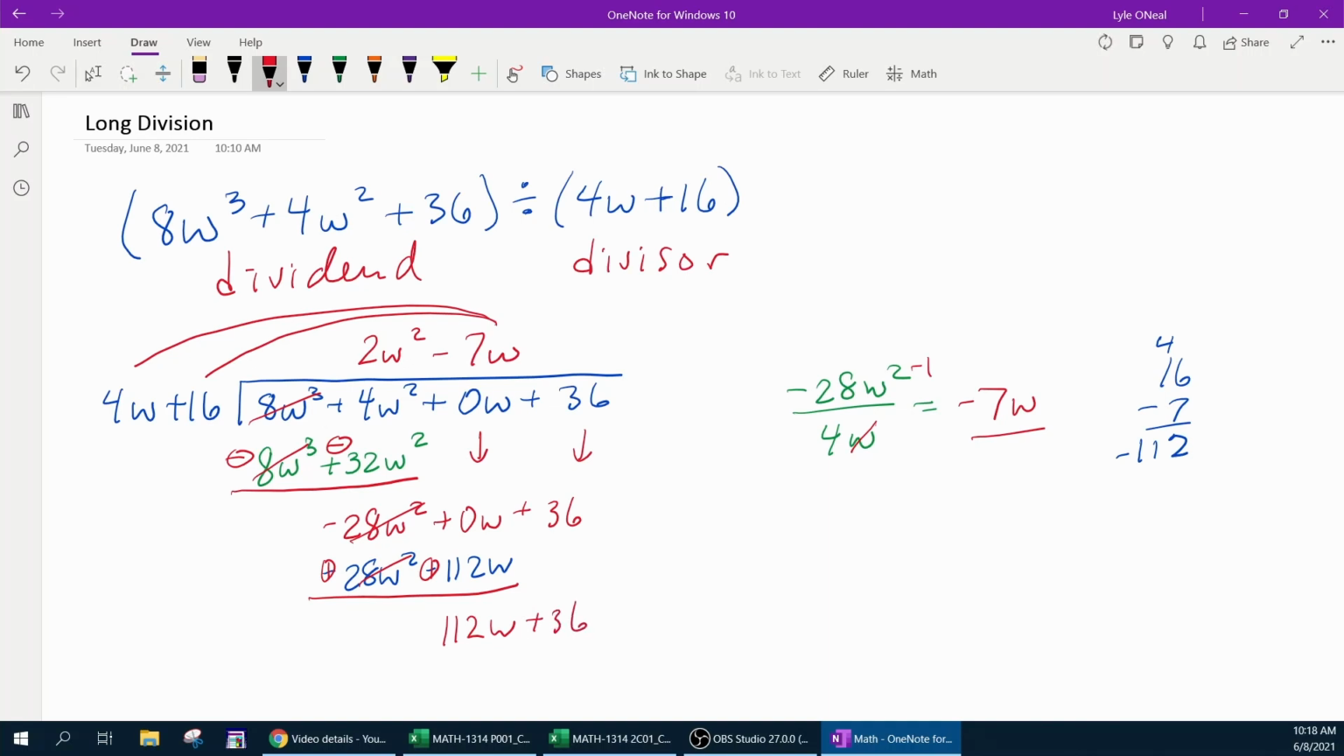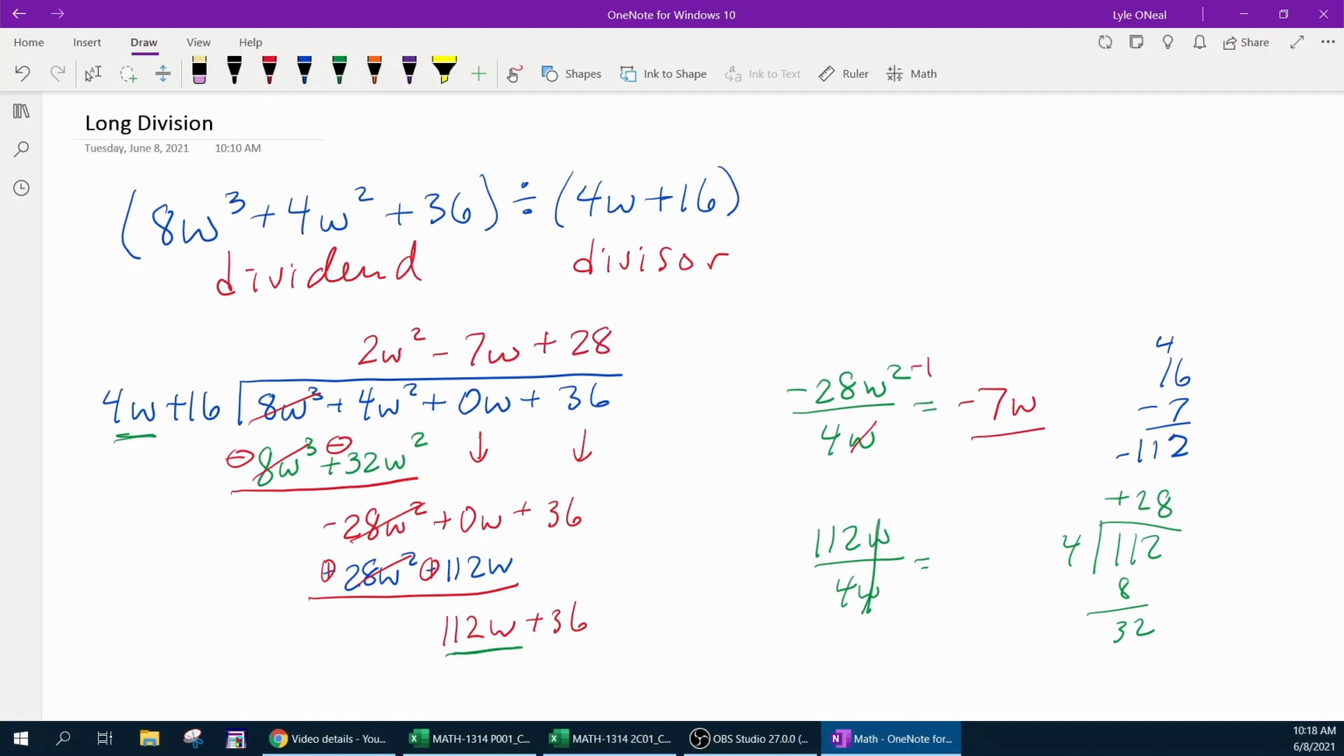And then it's time to rinse and repeat for the last time. So now we're going to take our 112w, divide it by the first term of the divisor to give us the next term of the quotient. So here the w's are going to cancel completely, and 4 goes into 112. Going to have to do that the long way. 4 times 2 is 8, 9, 10, 11. And 4 times 8 is 32. So that's going to be a 28, and it's going to be positive. Positive over positive makes a positive 28.